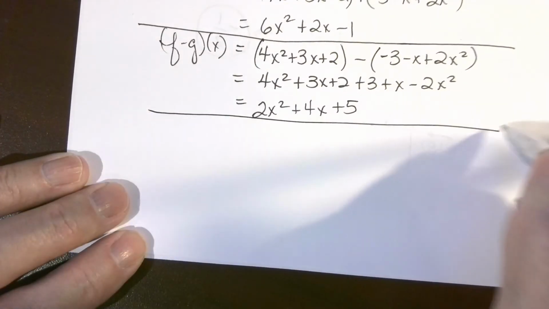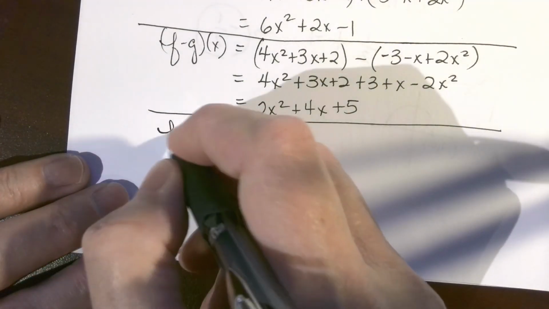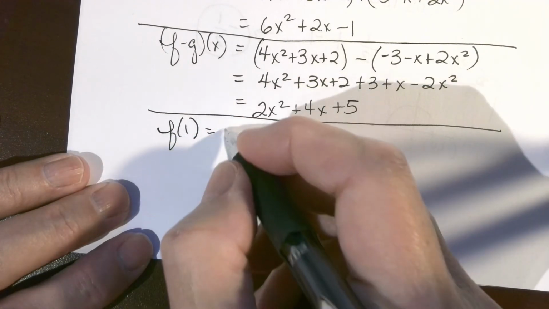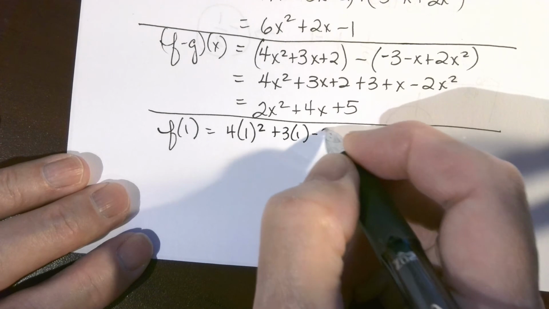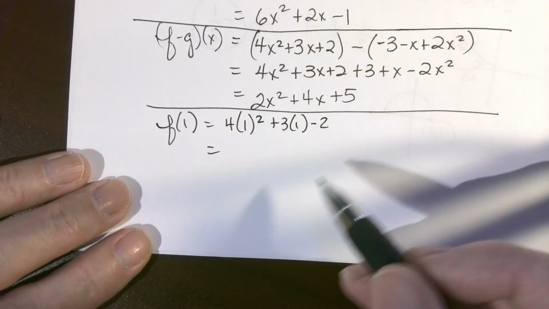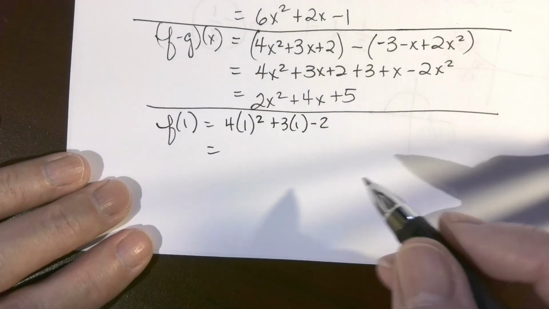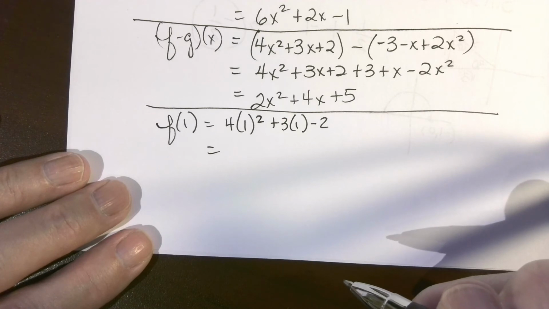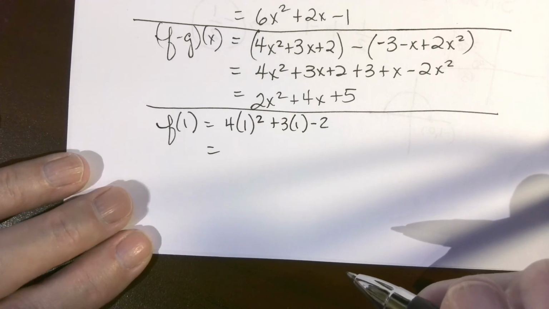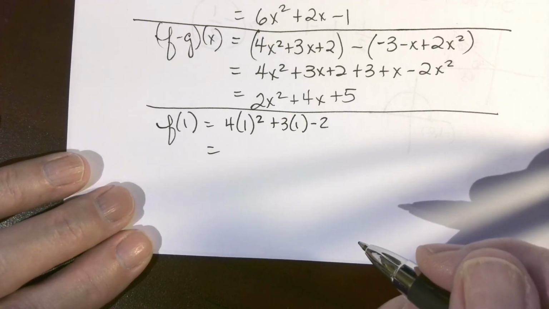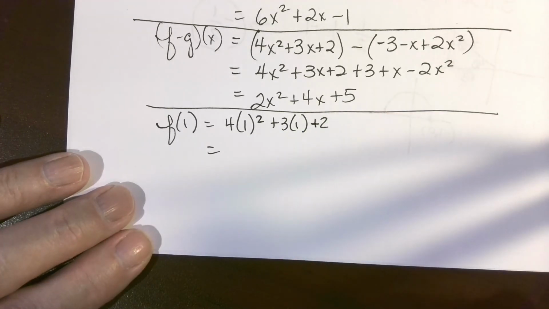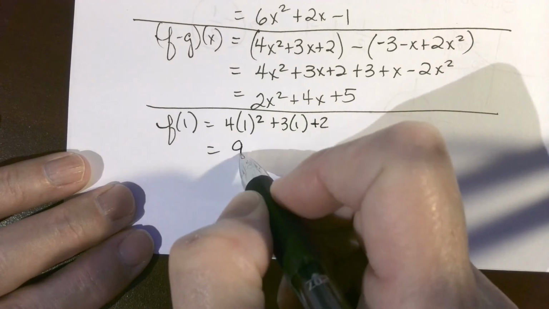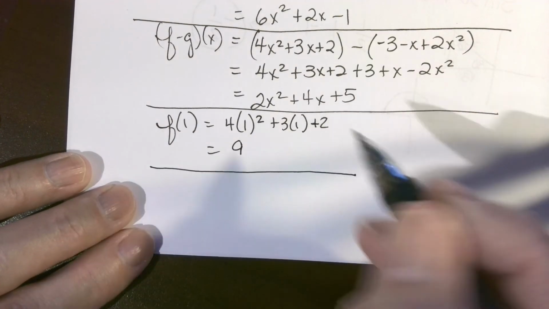Okay, now we want to find f of 1. So it's going to be 4 times 1 squared plus 3 times 1 minus 2. That's 4 plus 3, which is 7 minus 2. Wait a minute. Yeah, 4 plus 3 is 7. Or is that a plus? I'm sorry, that's plus 2. I knew something was wrong there, but something didn't look right to me. So that's a 9. Okay.